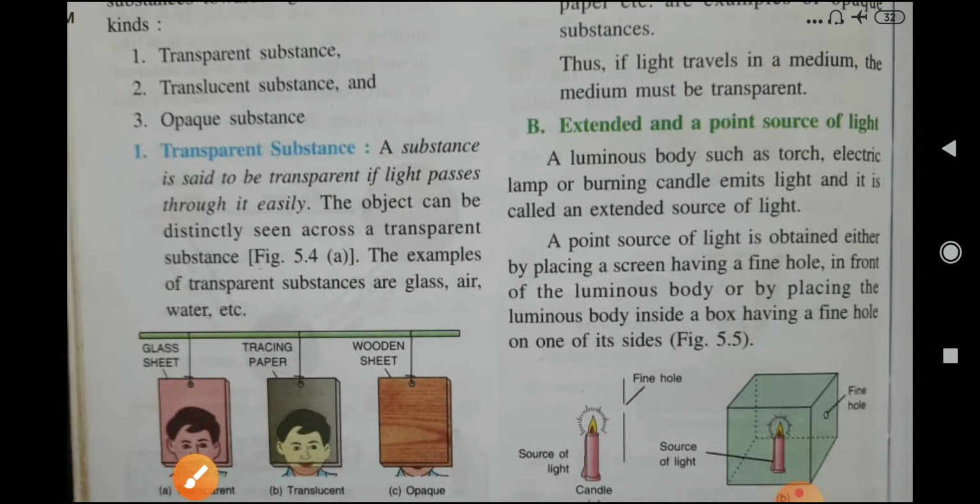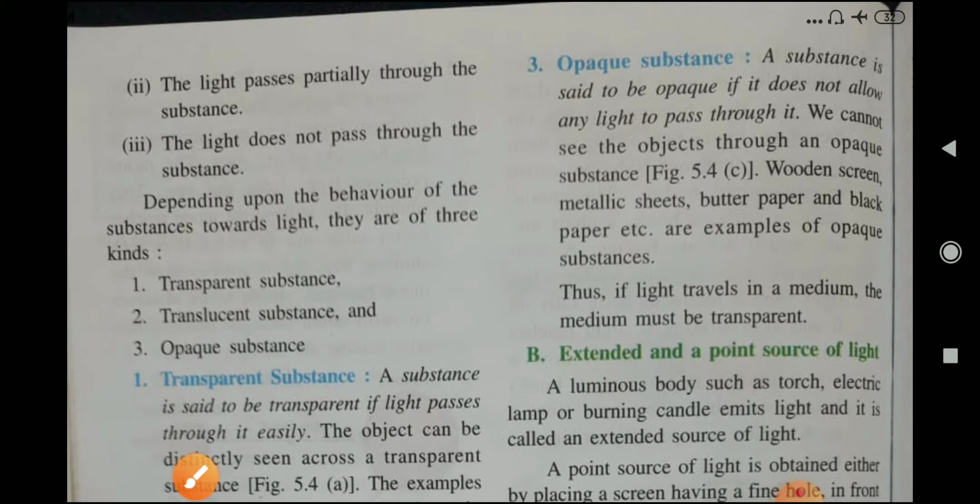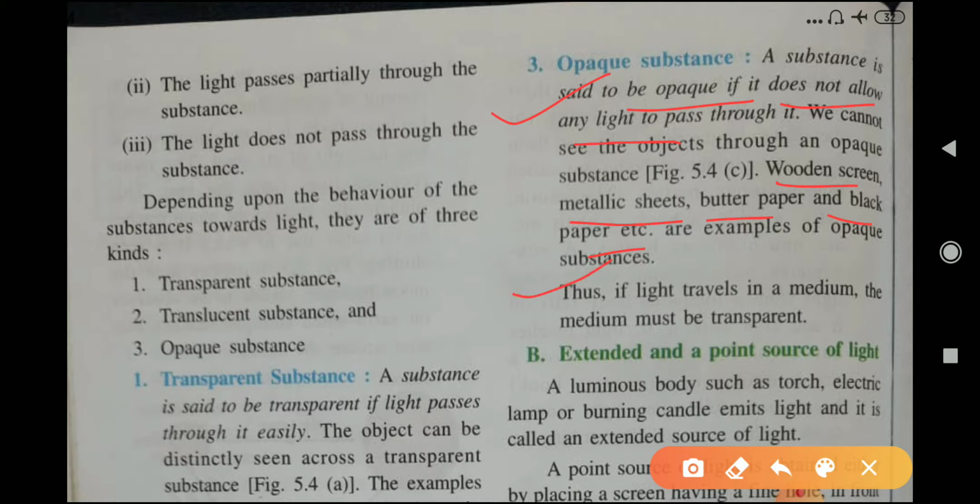Okay, now the third is opaque substances. A substance is said to be opaque if it does not allow any light to pass through it. Means those substances which do not allow any light to pass through them are known as opaque substances. For example, wooden screen, metallic sheets, butter paper, black paper, all these are examples of opaque objects. Now, thus, if light travels in a medium, the medium must be transparent.